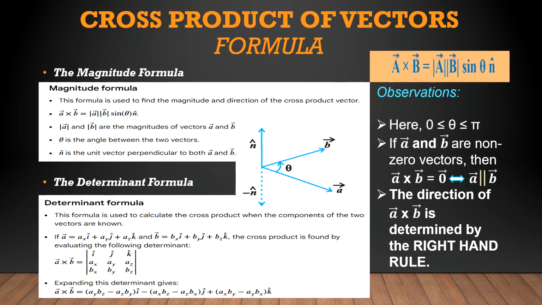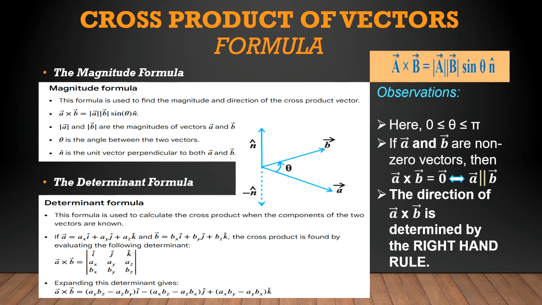The very important part, the formula for the cross product of vectors. It can be defined in two manners. First is the magnitude formula. If A and B are two vectors, then the cross product A cross B is equal to magnitude of A into magnitude of B into sine theta into unit vector n, where theta is the angle between the two vectors and n is the unit vector which is perpendicular to both the vectors A and B.